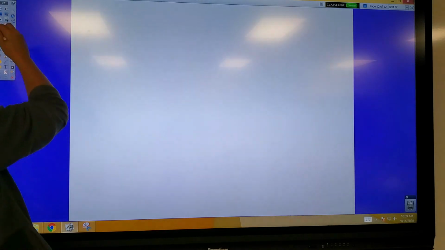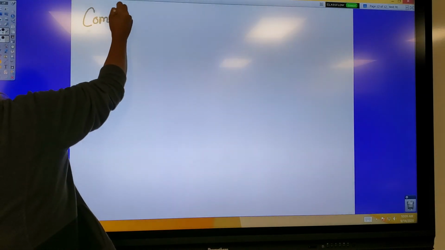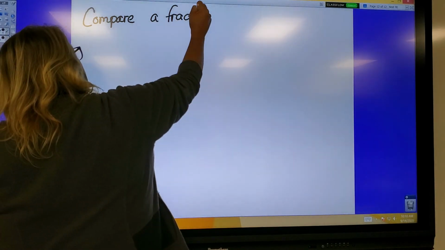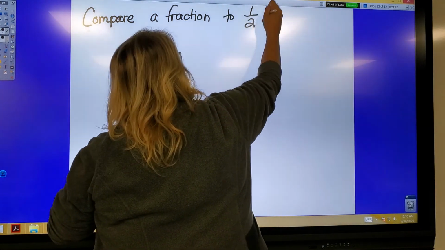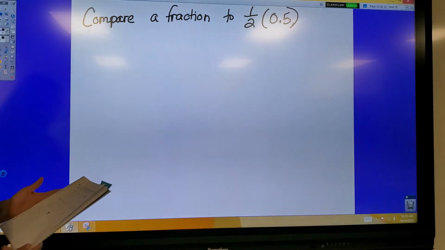All right, the last thing that I want to do today is talk about how you can tell if a fraction is less than a half, equals a half, or is more than a half. Okay, so comparing a fraction to 1/2, or 0.5, if that makes you happier, to a half.